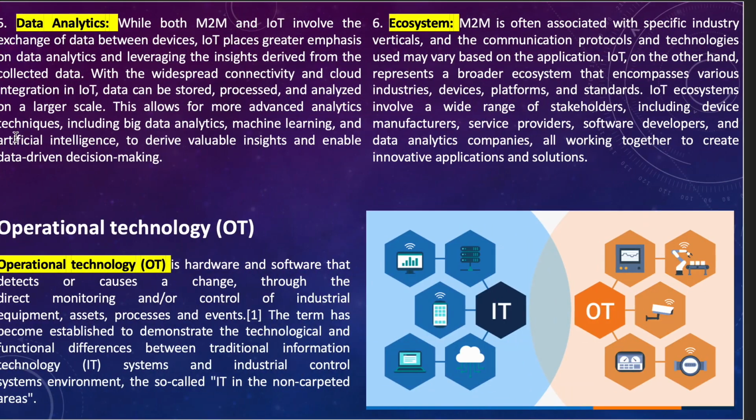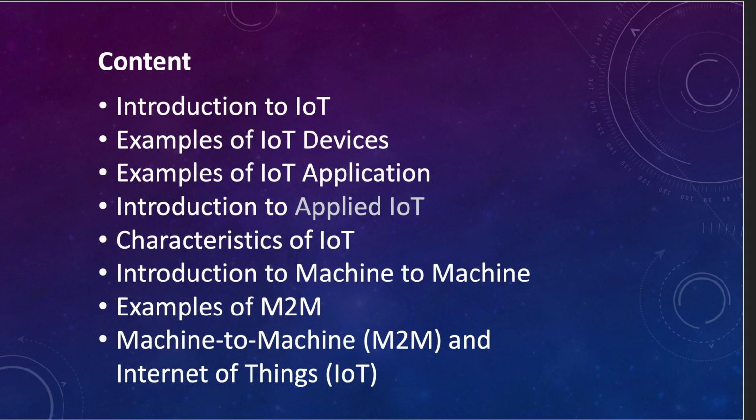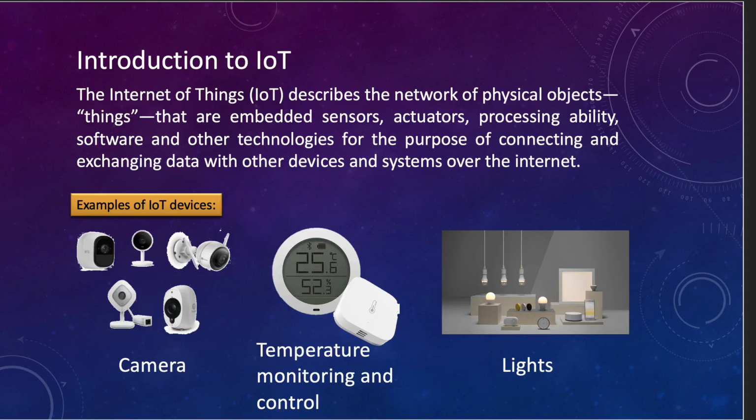If you go to the very first, what we learned is we understood what IoT is, right? The Internet of Things describes the network of physical objects or things that are embedded with sensors, actuators, processing ability, software, and other technologies for the purpose of connecting and exchanging data with other devices and systems. So that is a basic definition of IoT.